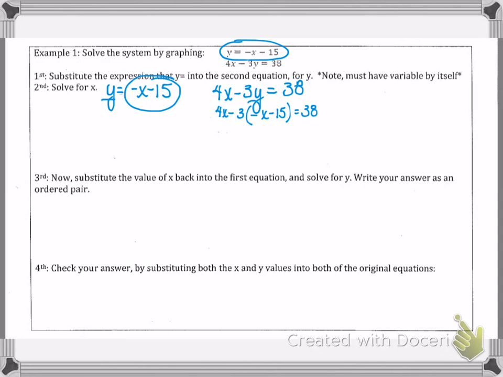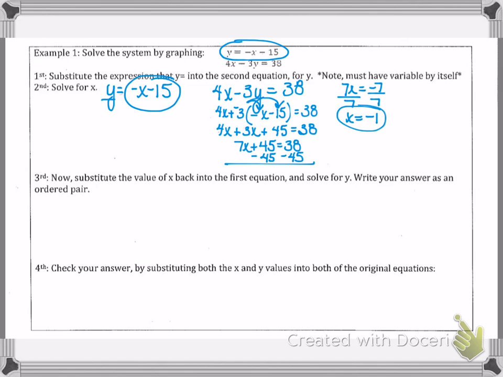So all I have to do is solve this algebraically. I'm going to look at this as plus -3 that I'm distributing. I'm going to get 4x plus positive 3x plus positive 45. And then I'm going to combine my like terms and solve for x. So through that substitution process, I found x equals negative 1.